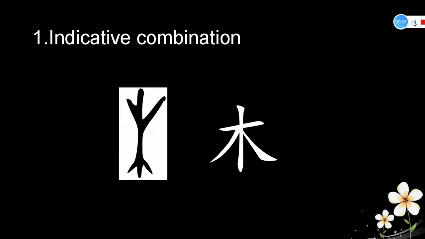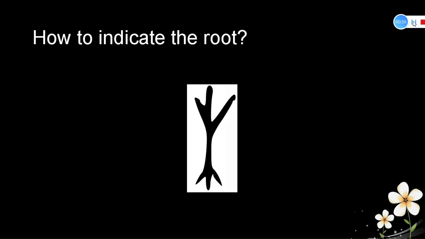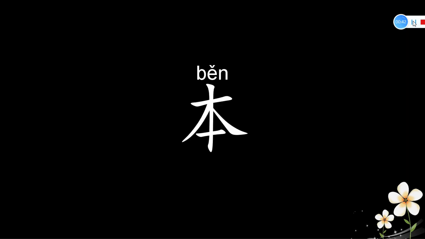We have studied the character for wood, mu, in lecture 1. And what if we want to express the roots of the wood? Add one horizontal stroke, and the new character ben is formed, which means root or basis.